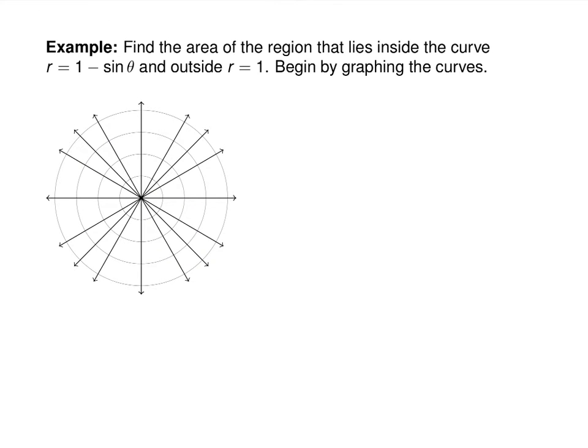All right, next let's find the area of the region that lies inside the curve r equals 1 minus sine theta and outside the curve r equals 1. So first, the easy one to graph is r equals 1. It's a circle of radius 1. So there we go.